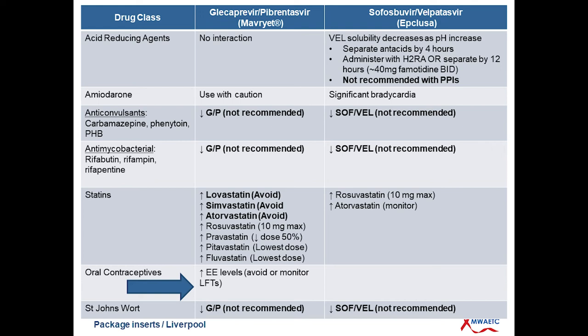But if we just go through top to bottom and look at the acid-reducing agents, Mavyret's really fine with that. But it's the velpatasvir that, if we go back to some of the earlier slides, requires an acidic environment to absorb. So the more potent acid suppression we get, the more significant the interaction. Starting out with antacids, you generally want to separate the antacids by about 4 hours, since that's about how long the antacids last. The histamine 2 receptor antagonists can raise the pH maybe up to 3 for 6 to 12 hours. So usually administering up to 40 milligrams of famotidine along with or separated by 12 hours from the Epclusa.